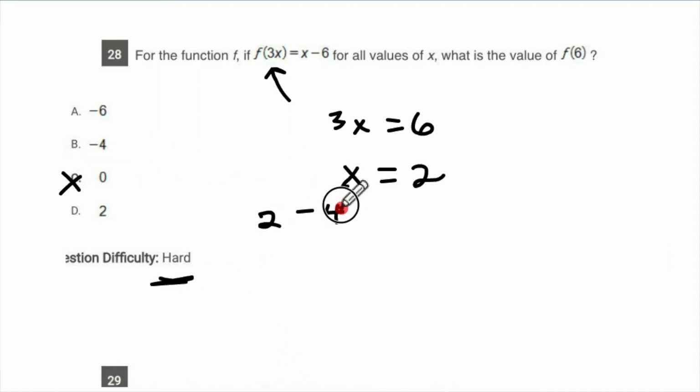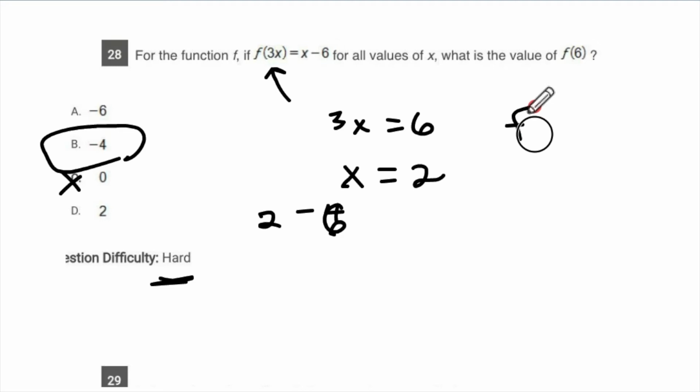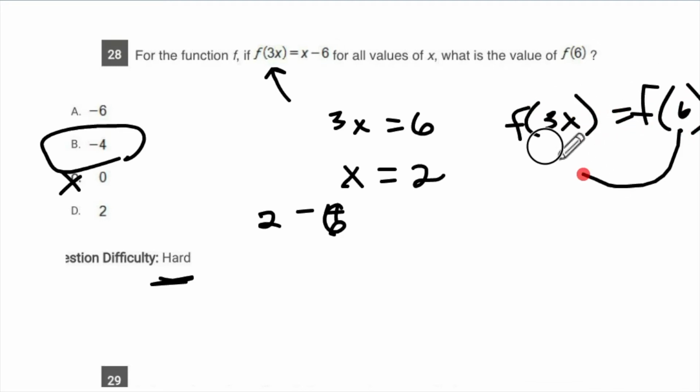So, oops, it should be 6. I wrote the answer down. So the answer is -4. So just watch that little trick there. They're saying f of x, so f of 3x has to equal f of 6. And so I had to set these two parts equal to figure out what x is to know what to put in for x. A little tricky.